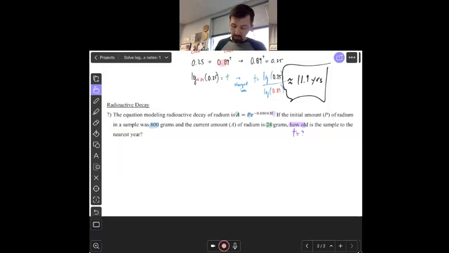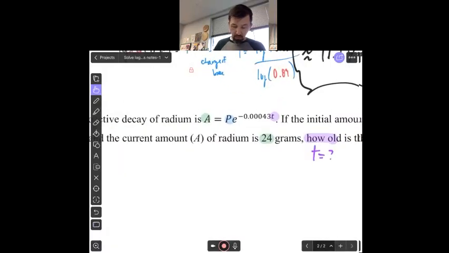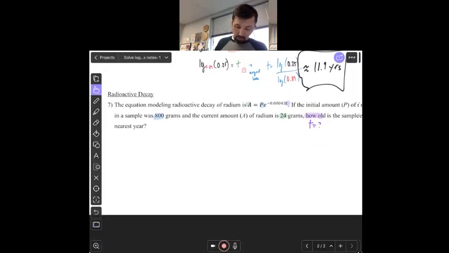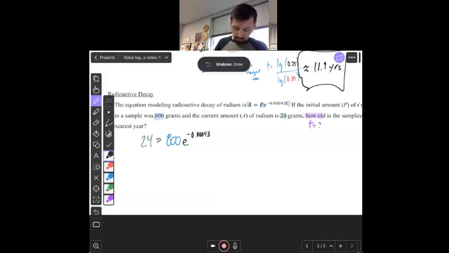We can see that we know everything but t. We know the A value, we know the P value. Remember, e is just a number; it's not a variable. We know the r, essentially, and then what t is. So go ahead and plug all that stuff in. So 24 equals 800 times e to the negative, so watch that negative, that's really easy to forget, t.